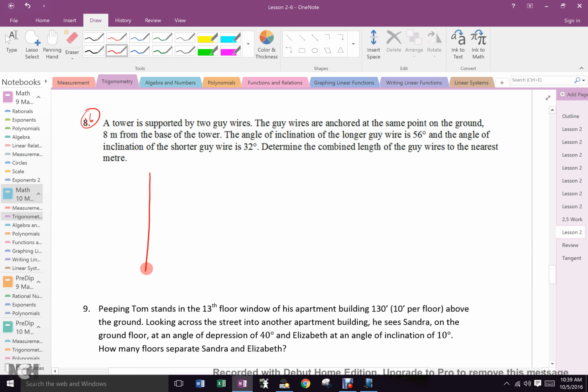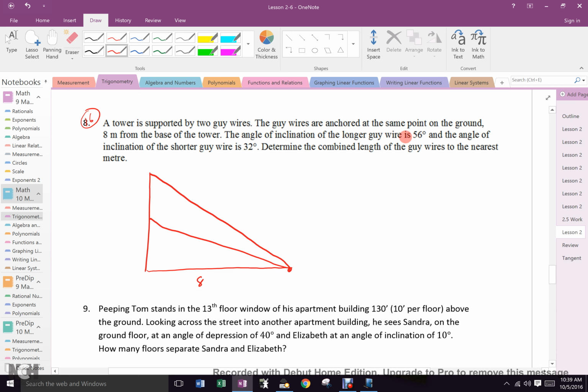There's a tower. It's got 2 wires. The wires are anchored to the same point in the ground, 8 meters from the tower. So that's 8, yes? There's 2 wires. There's a longer one and a shorter one. So a long one, let's put it all the way up to the top. The shorter one, let's put it up there. Which is which?